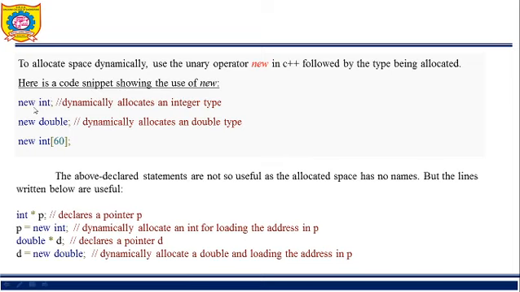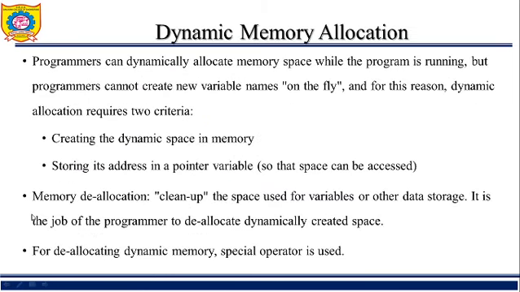So how to hold that address? We need a pointer variable. In the previous slide I said that while creating a dynamic memory space we need two things. First, create a dynamic memory space using the new operator, and once we have created it, store that address into a pointer variable.